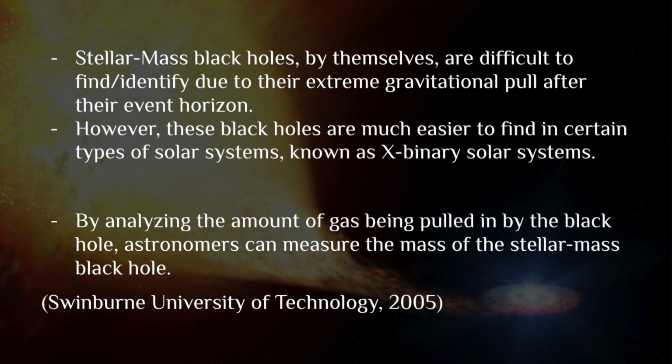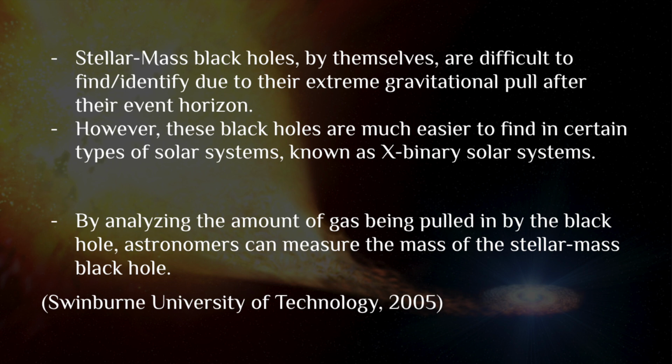Stellar mass black holes in isolation are difficult to find or identify due to their extreme gravitational pull after their event horizon. This is because there is not enough light or radiation to effectively discern the event horizon from the rest of space. However, these black holes are much easier to find in certain types of solar systems, known as X-binary solar systems.